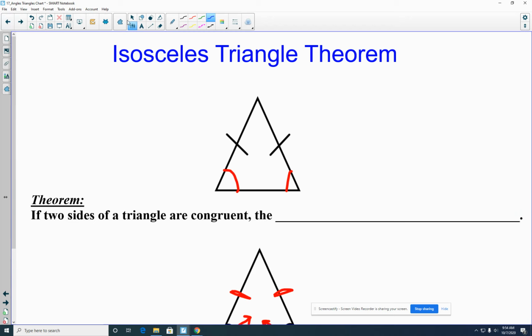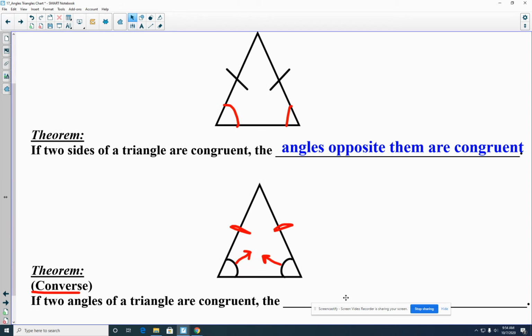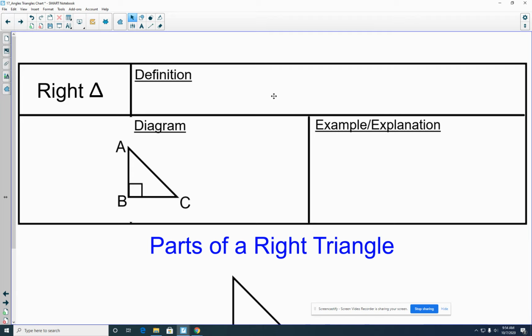Okay, so we did the theorem. We talked about the converse, right? And now let's go on to the right triangle. So a right triangle is pretty unique. In a right triangle, we know for sure that it only has one angle that's 90 degrees. So take a look here. At angle B, we have this little box. That tells us that angle B is 90 degrees. That also tells us that angle A plus angle C must equal 90 degrees as well.